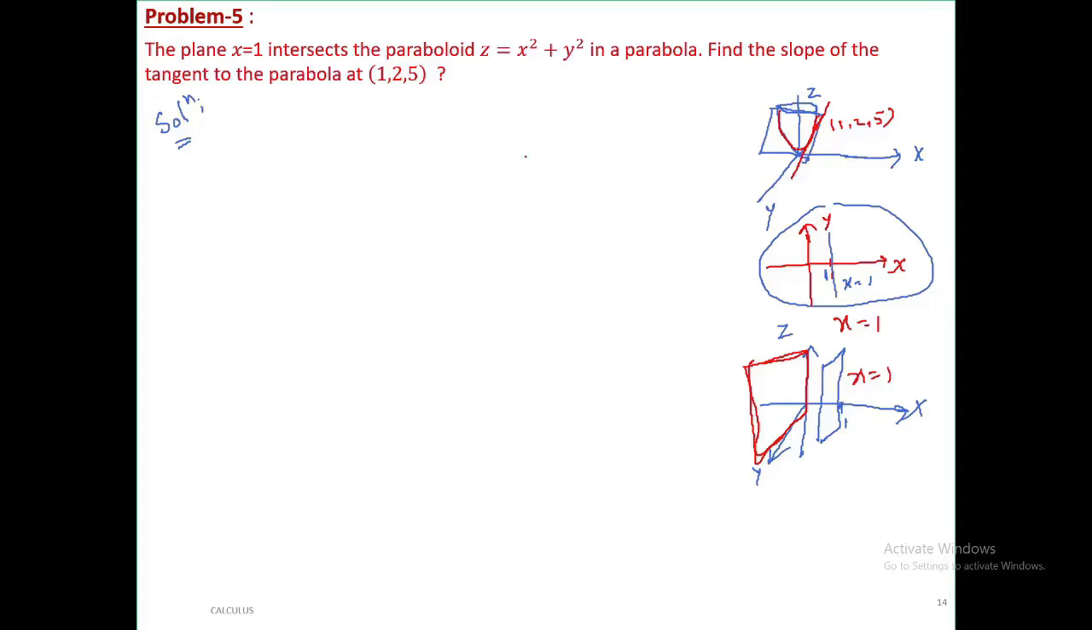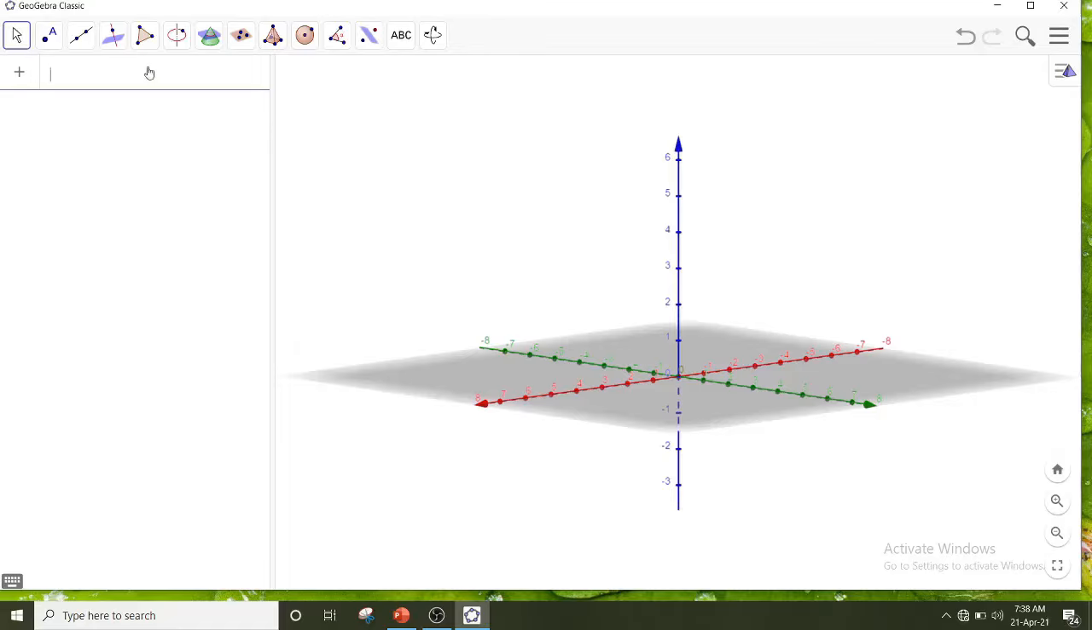Now look at this graphically. That means I want the plane x is 1 to intersect the paraboloid z is equal to x square plus y square. Find the slope of the tangent of the parabola at 1, 2, 5. Let us look at this geometrically.